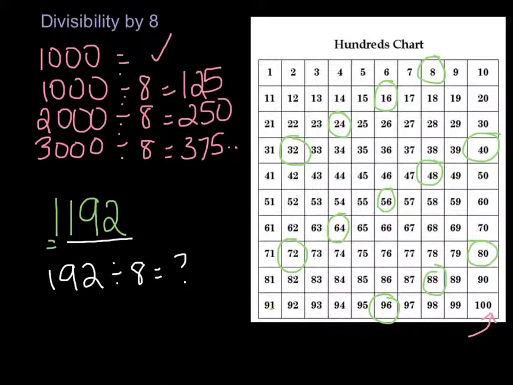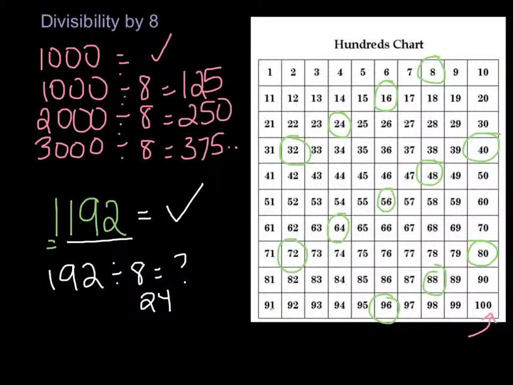Is my question. Okay, now I'm going to use some mental math, and I'm going to say yes, it is, because I know that 192 divided by 8 equals 24. So because 192 is divisible by 8, that would mean that the whole number, 1,192, would be divisible by 8.